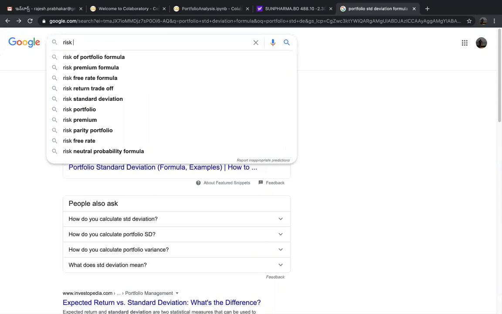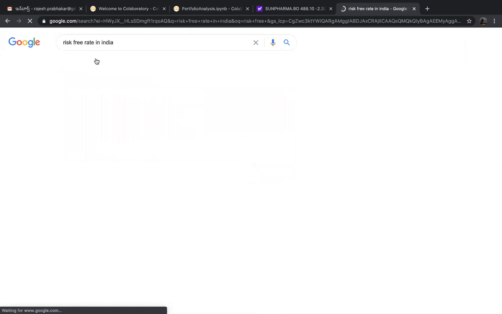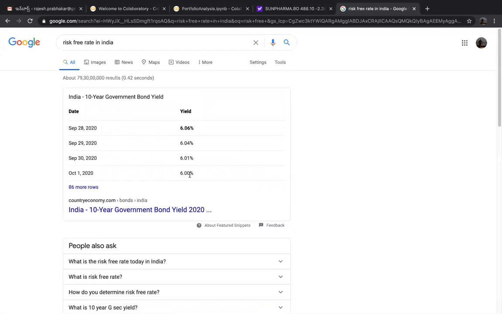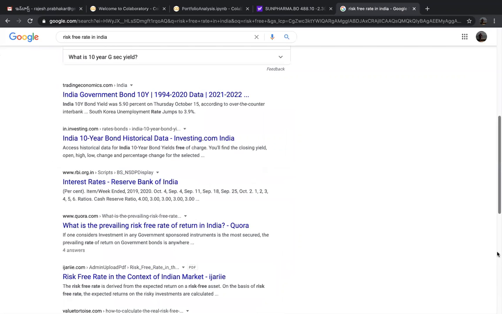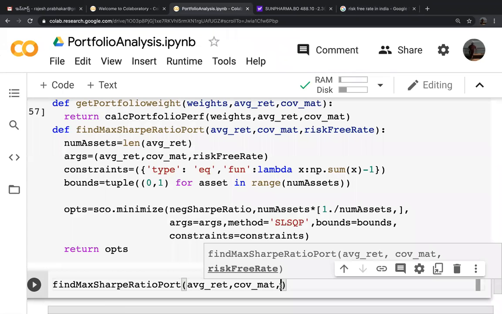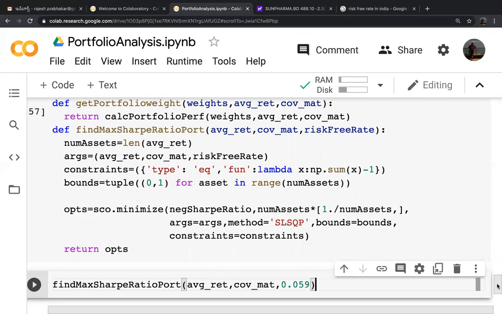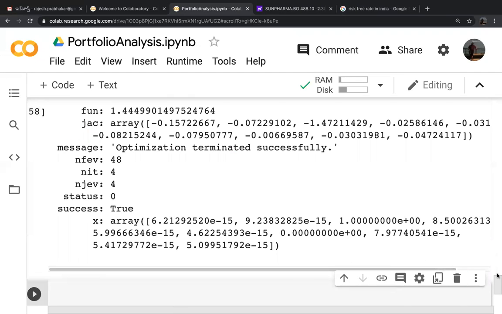So risk-free rate in India. The risk-free rate as of October 1 is 6%. Or has it changed? It is 5.90 as on October 15th. That means risk-free rate is how much? 0.059. So with risk-free rate of 0.059 and with the average return, what is the weight?